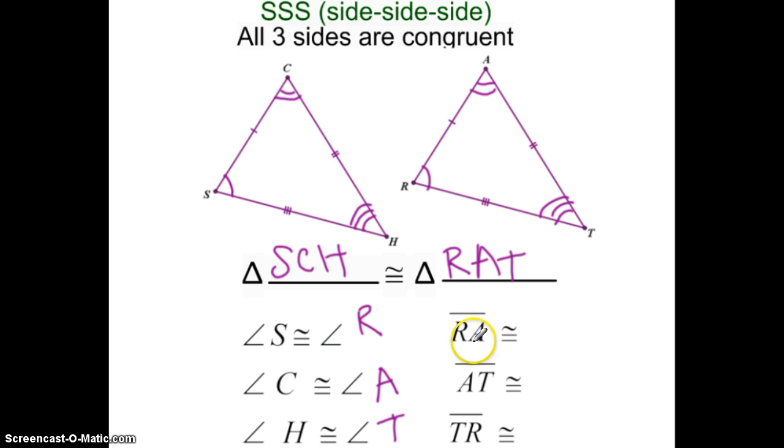Now let's name our lines. RA has 1 hash and SH has 1 hash. Notice I started with R and S. These are congruent angles, and A and C are also congruent angles. Let's look at AT. This is line AT, so I'm starting with this angle and going to angle T. When I match these up, I have to start with angle C and end with angle H. Same thing for side TR. I'm starting with T and going to R, so I'm going to start with H and go to S.